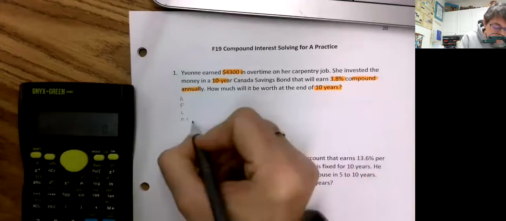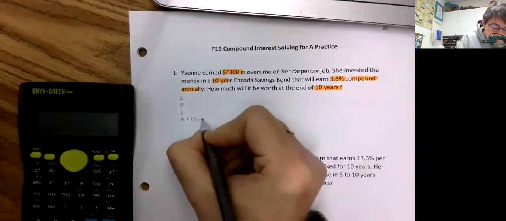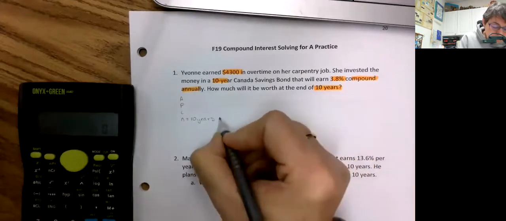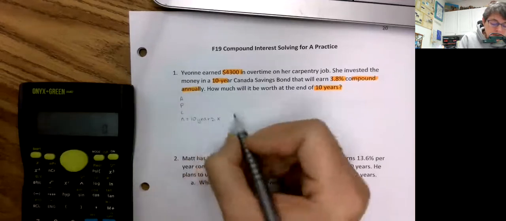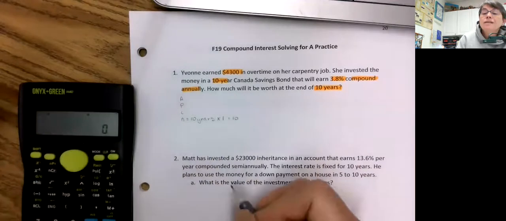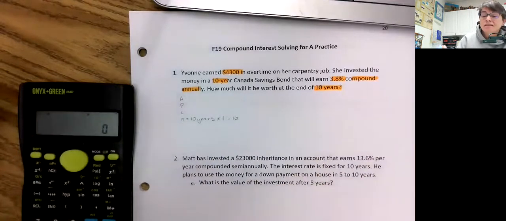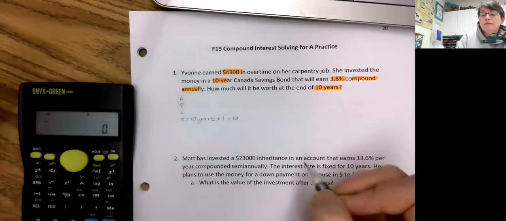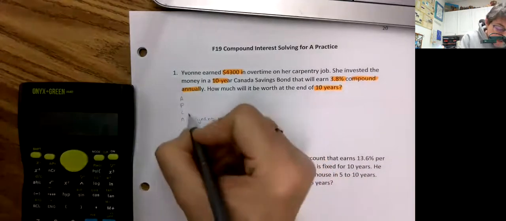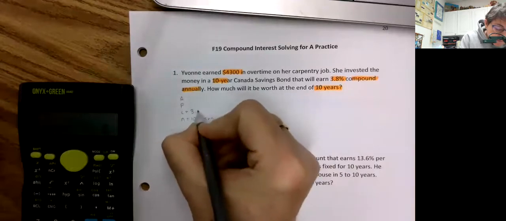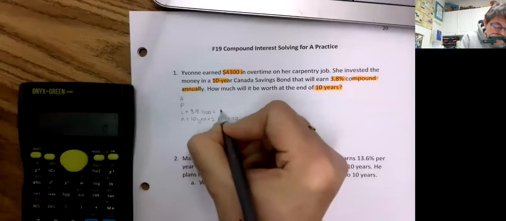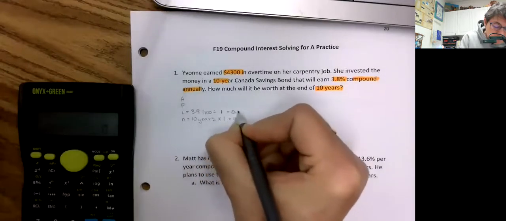I'm going to start with my years, 10 years. Oh, wait a minute, times annually, 1. I know that's kind of a waste of time, but if you do it every single time, it's going to make life a lot better. Just get in a habit, multiply all the time. So my interest is 3.8 divided by 100. Again, divide by 1, just annually, 0.038.